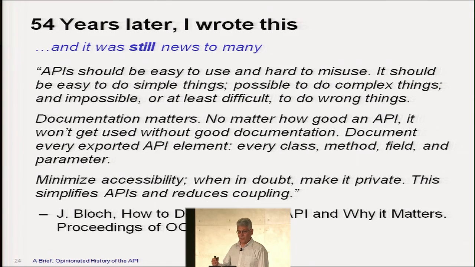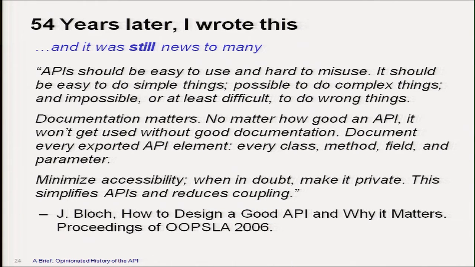Well, let's jump forward 52 years to my API design talk at UPSLA. And by the way, this was still news 52 years later. I said APIs should be easy to use and hard to misuse. It should be easy to do simple things, possible to do complex things, and impossible, or at least difficult, to do wrong things. So that's the same thing he said in his first sentence.